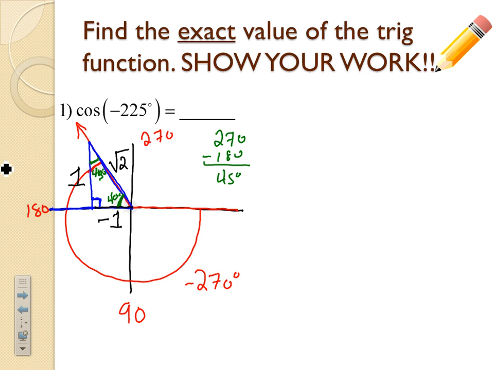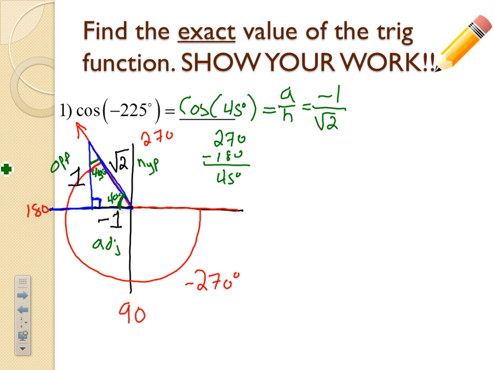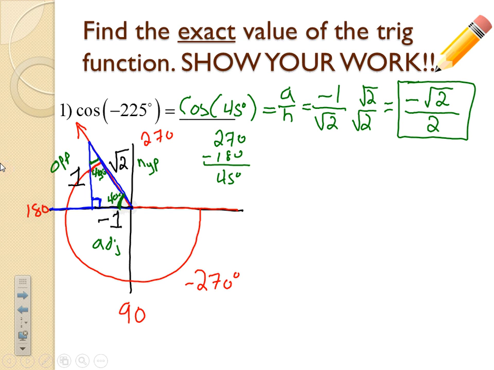So now that we have our triangle all put together, we label this as the opposite, this is the adjacent, and this is the hypotenuse. Now we're no longer looking for the cosine of negative 225. We change that angle to 45. So we're looking for the cosine of 45 degrees, which equals adjacent over hypotenuse. Adjacent to my angle is negative 1, and my hypotenuse is the square root of 2. We can't leave the square root of 2 in the denominator. To get rid of that, multiply the top and the bottom by the square root of 2. I have negative square root of 2 all over 2. That is my final answer. That is exact. You have to leave it as square roots. I do not want decimals.